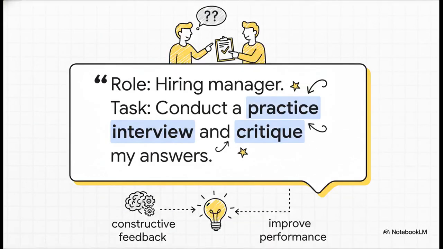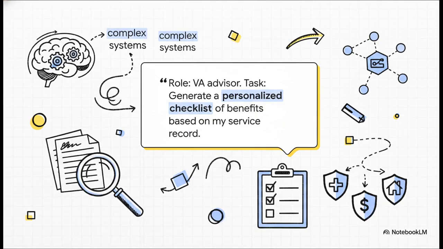With this one, the AI becomes your personal interview coach. This prompt creates a safe, repeatable training environment where you can rehearse your answers to those tough behavioral questions and get instant, constructive feedback to really improve your performance. And this example shows how you can use the AI to navigate really complex systems. By providing your specific context, you can command it to build a personalized checklist, helping you cut right through the noise and focus on the VA benefits that actually matter to you.